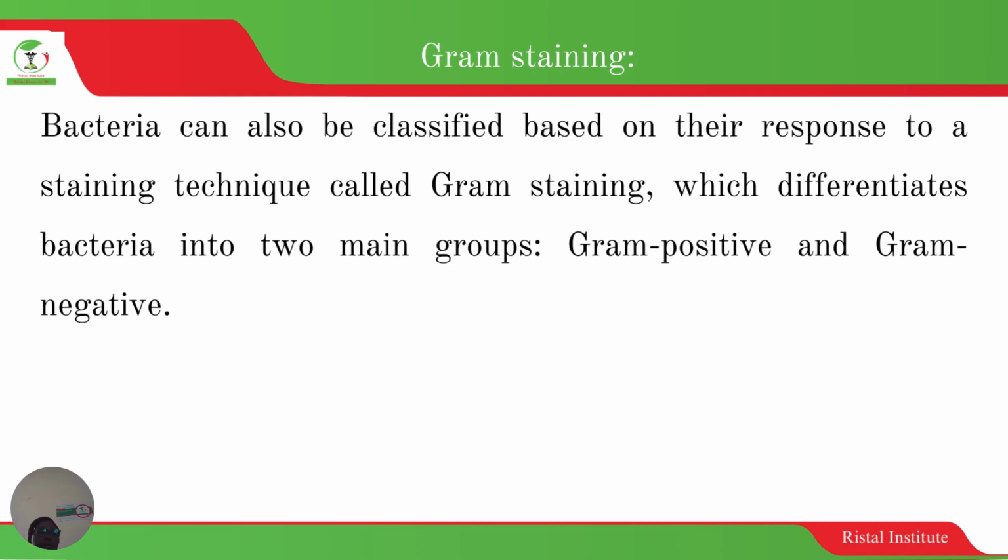Then we can also classify bacteria according to a certain method which is known as gram staining. Bacteria can be classified based on their response to certain staining techniques, which we call a gram stain. This gram stain will help to differentiate these bacteria into two main groups. For example, we have the gram positive and gram negative bacteria.